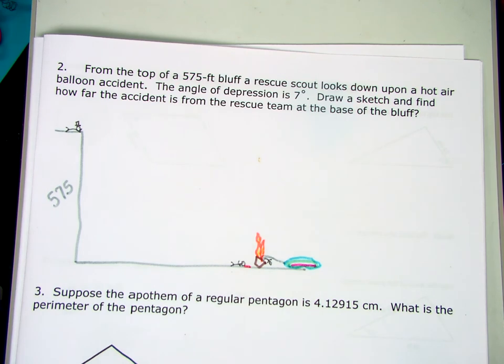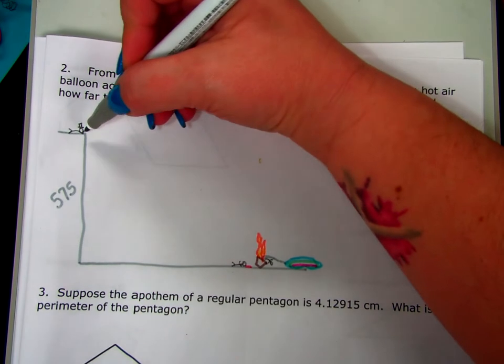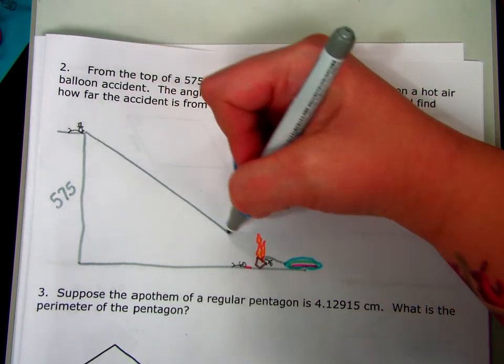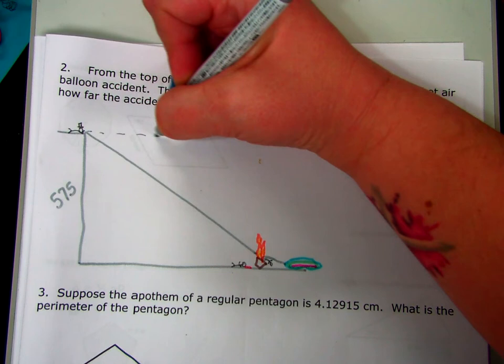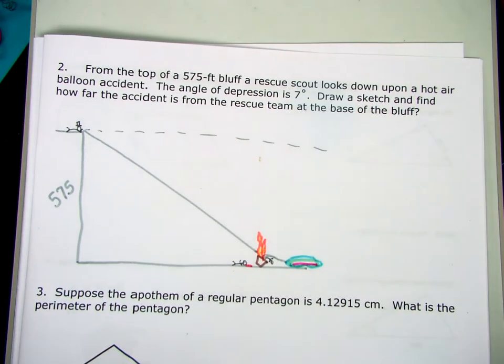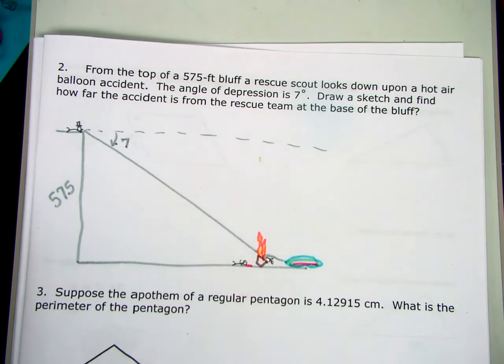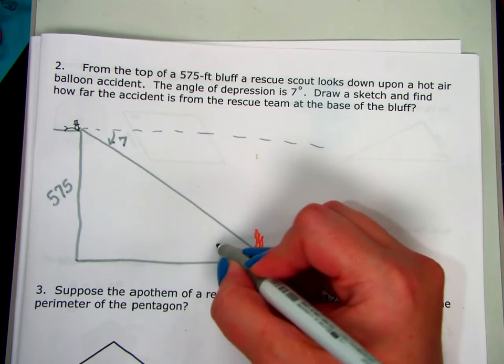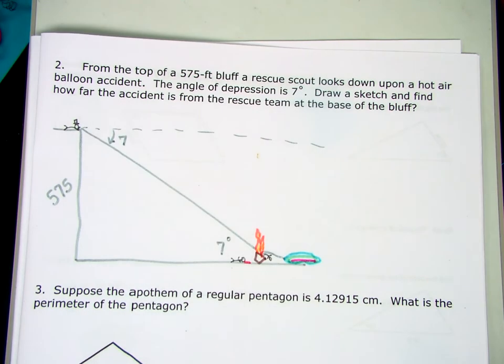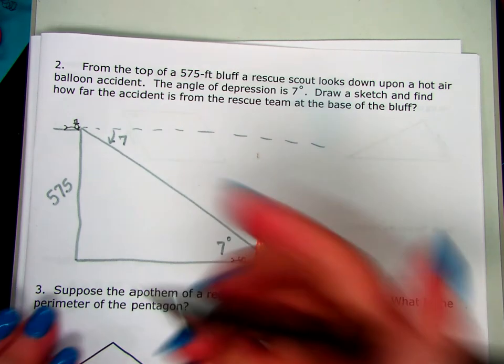Okay. The angle of depression is 7 degrees. So when he looks down towards the accident, the angle of depression, so you can look at the accident, if he were to look straight out at no degrees, he'd have to tilt his head down 7 degrees, which we know is also the angle of elevation. Draw a sketch and find how far the accident is from the rescue team at the base of the bluff. So at the bottom of the bluff is the rescue team.